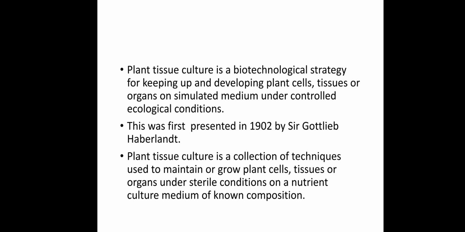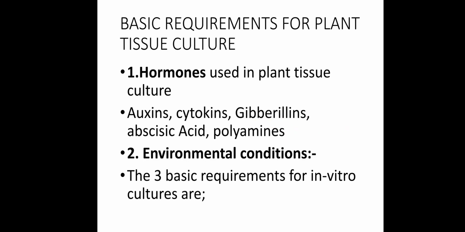So basically, plant tissue culture is a collection of techniques used to maintain or grow plant cells, tissues, or organs under sterile conditions on a nutrient culture media of known composition. So the conditions should be free from microorganisms. It should be sterile, and the composition of the culture medium is known. That's why it's artificial. It's not natural because you planned it already. It was pre-planned. So I'll go to the next subtopic, which is the basic requirements for plant tissue culture.